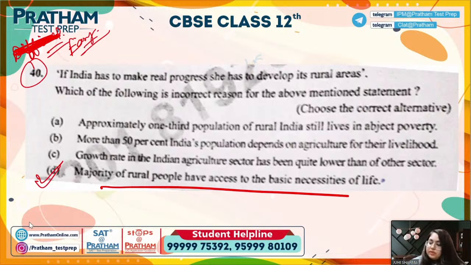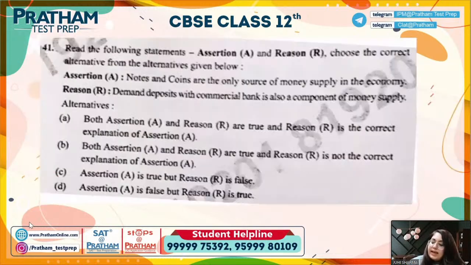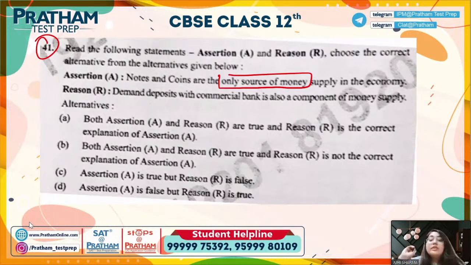Okay. Now question number 41 we have again reason and assertion. Assertion है notes and coins are the only source of money supply in an economy. Only source दिया हुआ है. No, these are not the only source of money supply. We have digital currency, we have plastic money, right? So that is not true. Assertion जो है वो आपका false है, वो आपका true नहीं है.